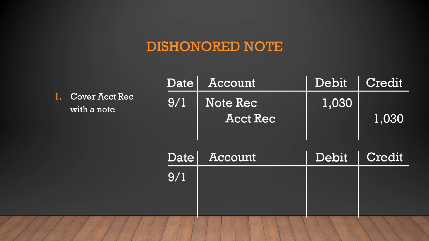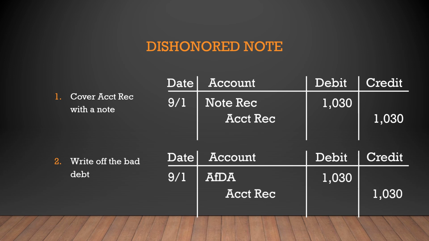Now the previous note's interest revenue has become part of the current note's principal, meaning the customer will pay interest on the interest. Alternatively, if the customer knows that he absolutely cannot pay, we can write off the bad debt as we described in the previous video. Debit allowance for doubtful accounts and credit AR off the books.